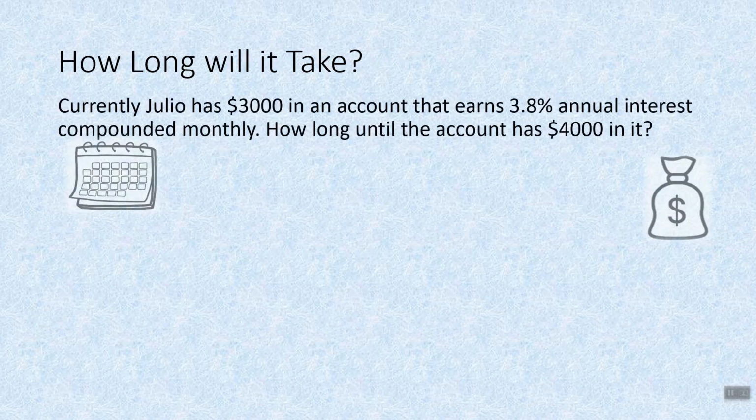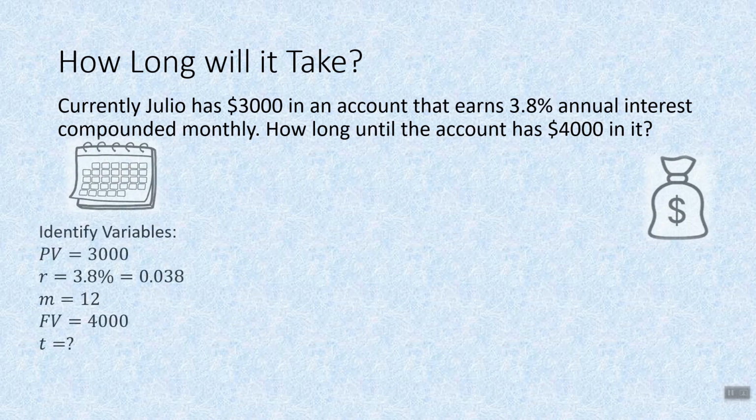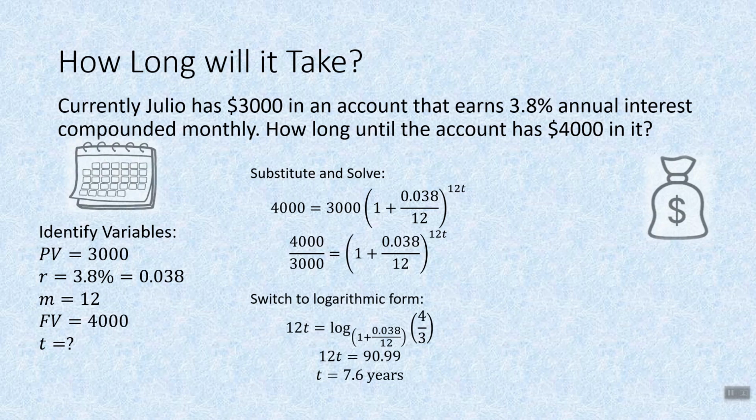All right, so how long will it take? Currently, Julio has $3,000 in an account that earns 3.8% annual interest compounded monthly. How long until the account has $4,000 in it? Let's identify our variables. Currently, so presently, PV is 3,000. 3.8% is 0.038. Monthly, how many months in a year? 12. I want it in the future to have $4,000, and I have no idea what the time is.